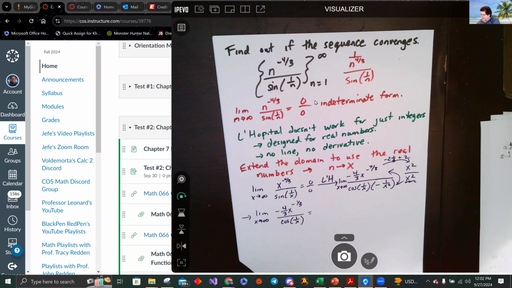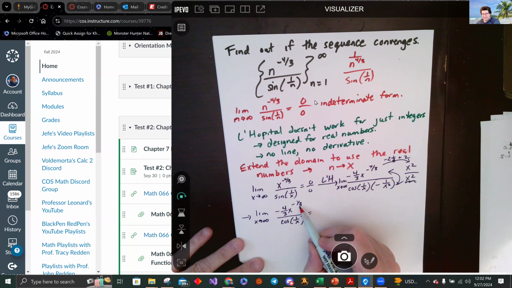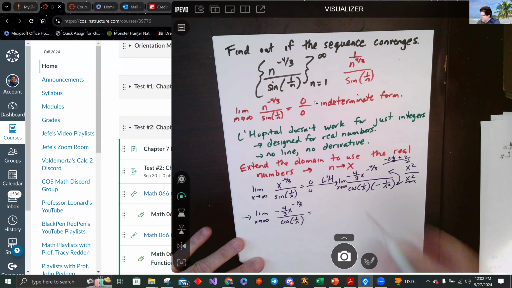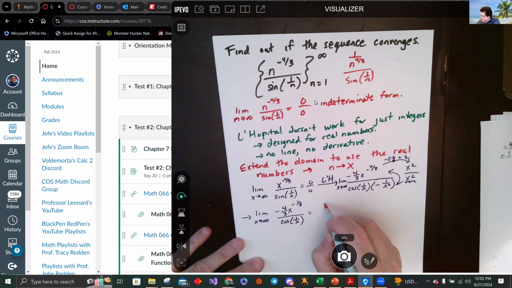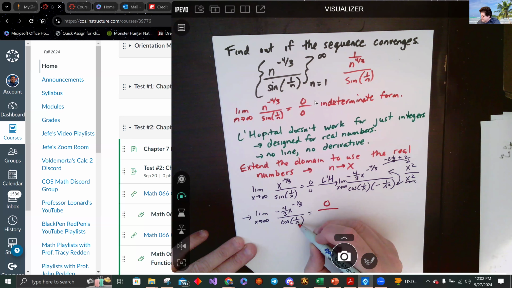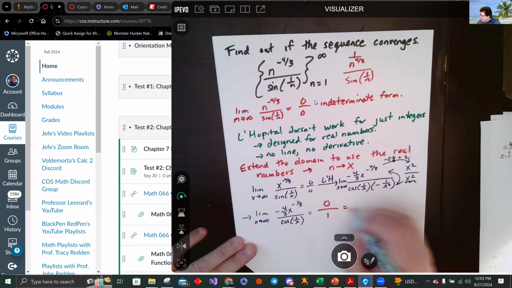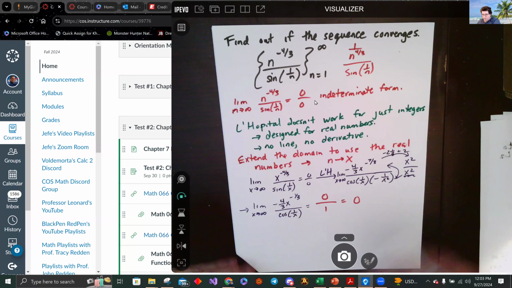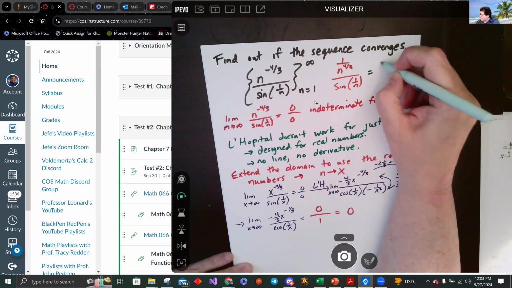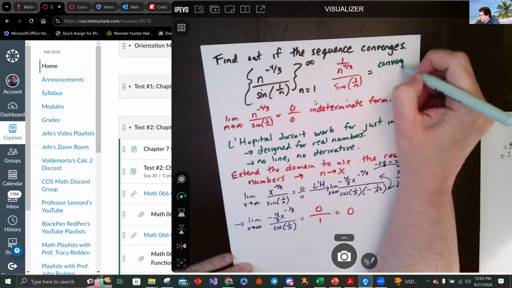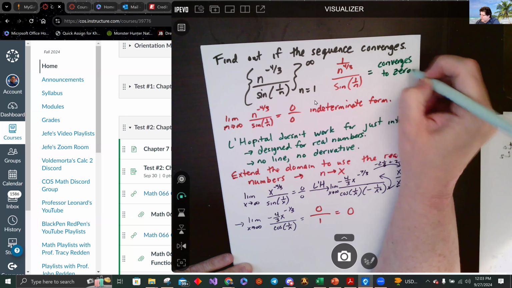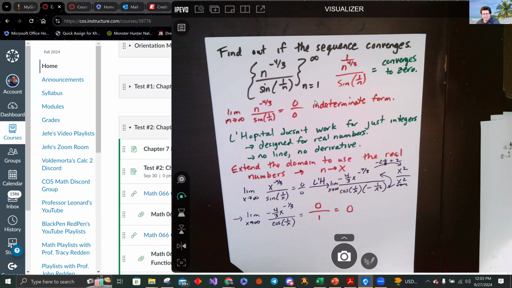As we evaluate the limit now, the top is still a negative exponent, which means 1 over the cube root of x here. This is going to 1 over infinity, which is going to 0, but cosine of 0 is 1. So the limit here is 0, which means the limit of the original sequence is 0. This converges to 0. Because our sequence is basically f of x, but just at integer points.